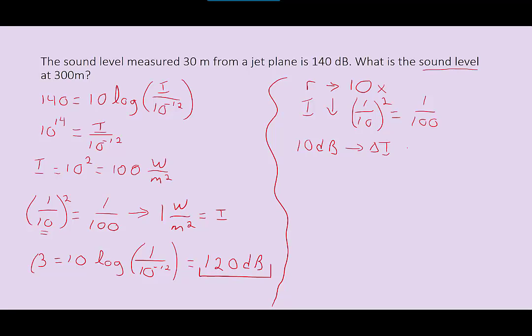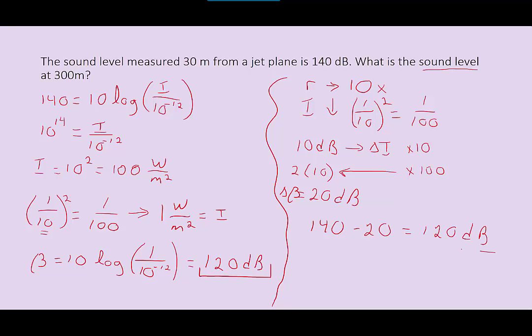So one more time, 10 decibels corresponds to a change in intensity of a factor of 10. So a change in intensity by a factor of 100 corresponds to twice that. So you have a change in sound level of 20 decibels. And then if you start with 140, and you know you're going away from the source, so it's going to decrease by 20 decibels, the ending sound level is 120 decibels.